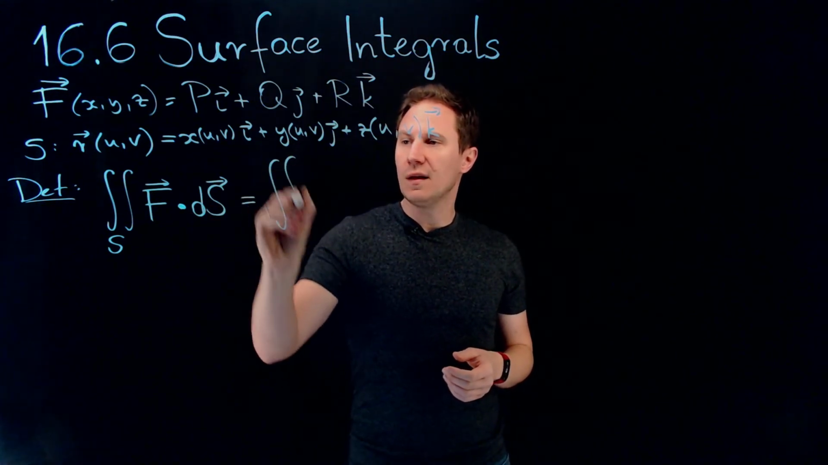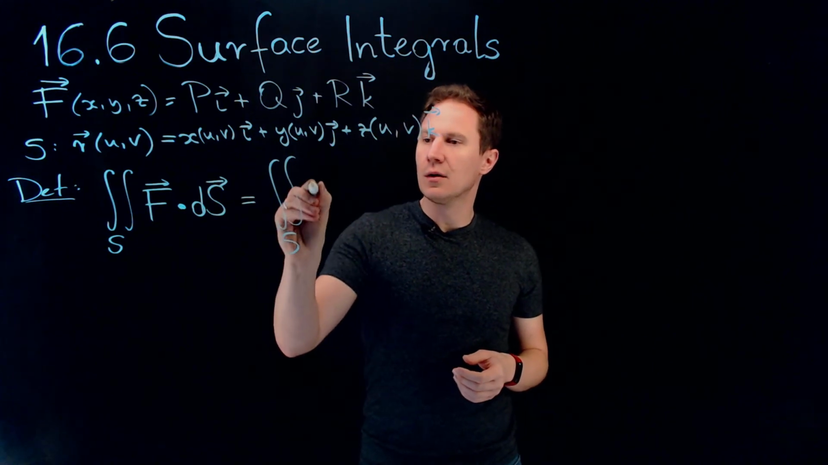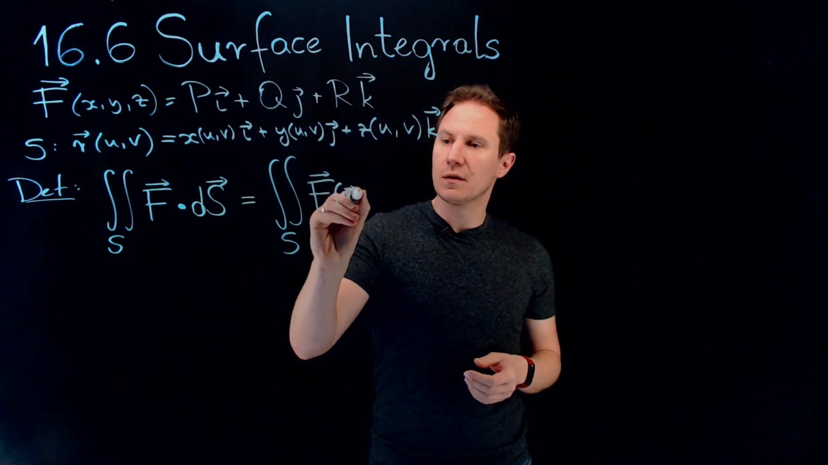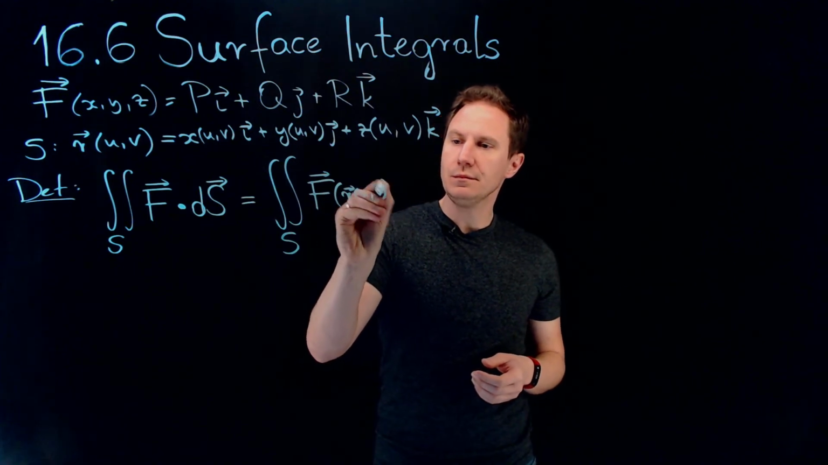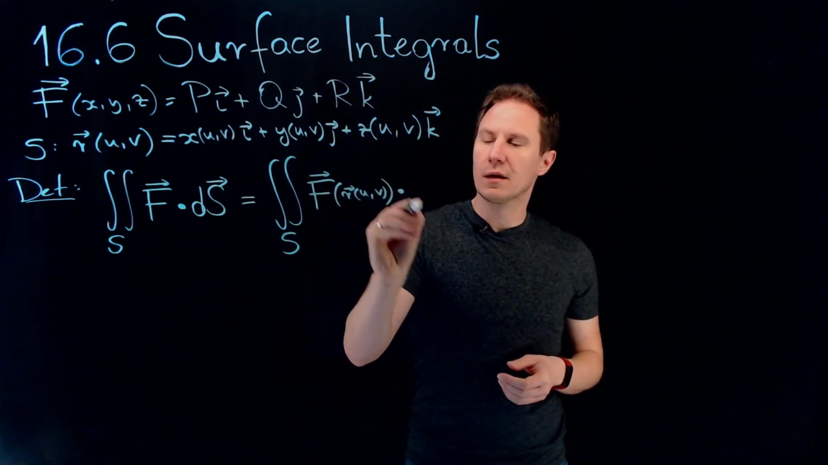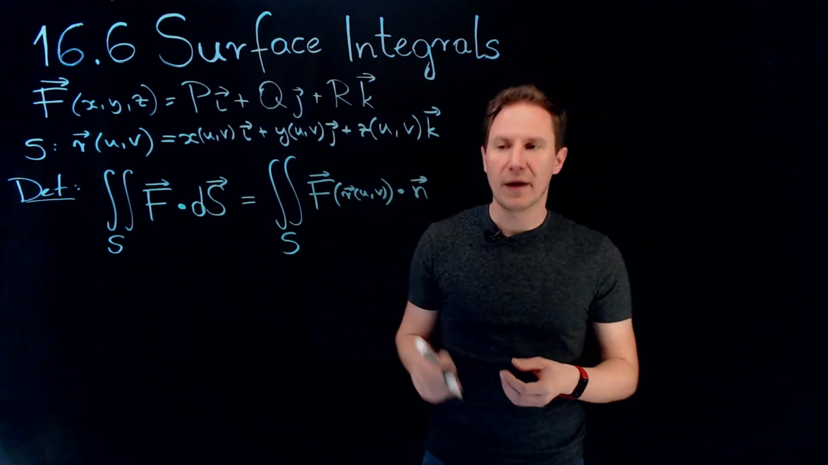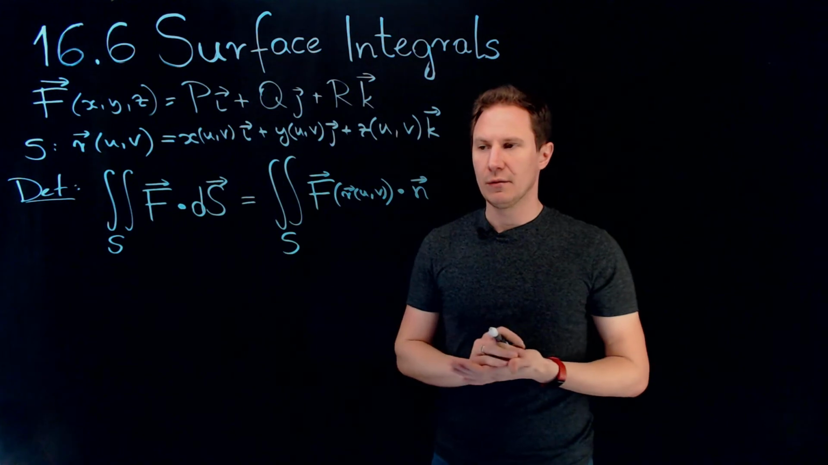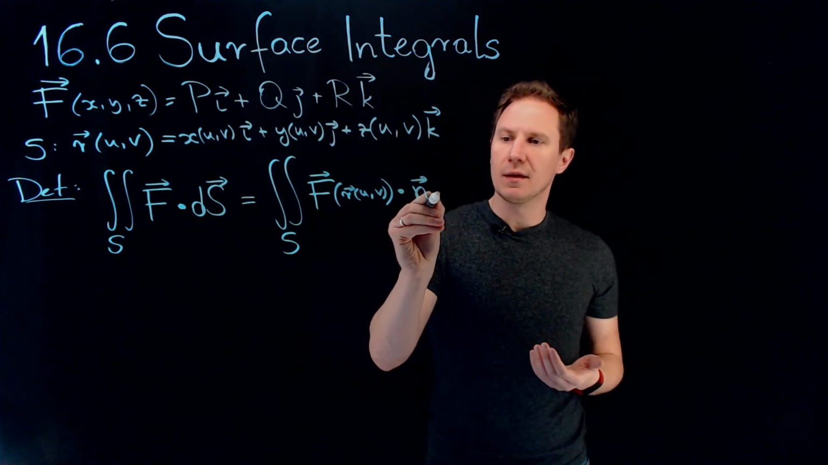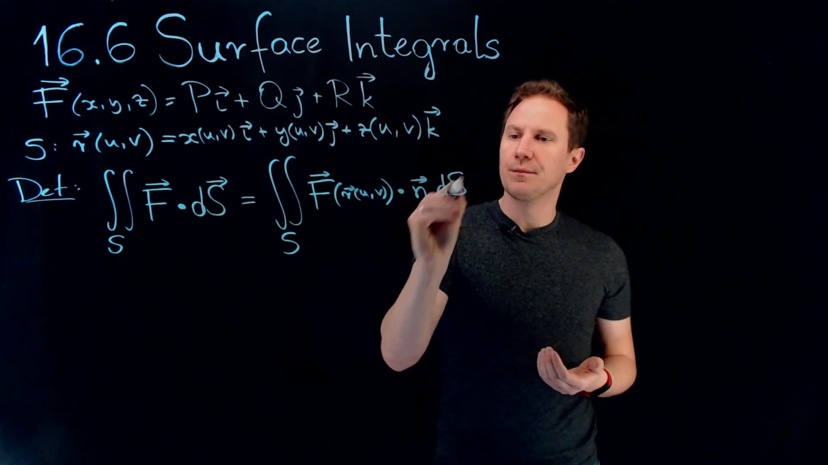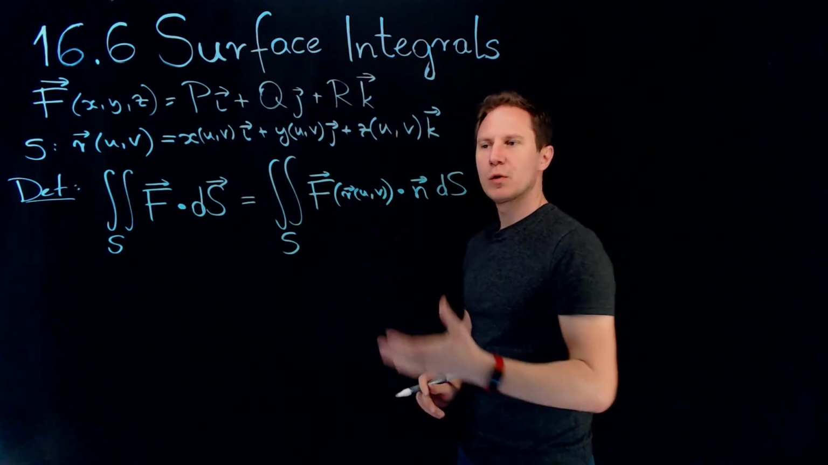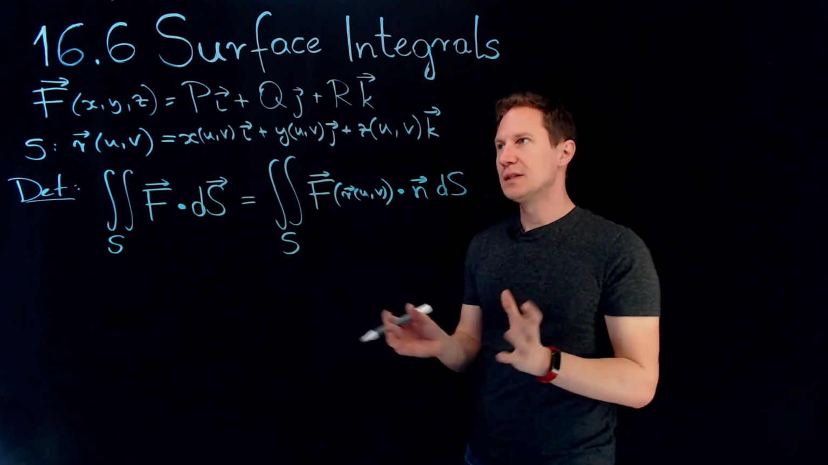So this is the surface integral of F on the surface with the normal vector at the same point at which the vector field is evaluated. So this is now a function of u and v, and that's what we are integrating over this surface.